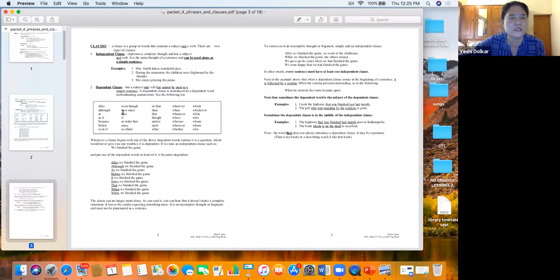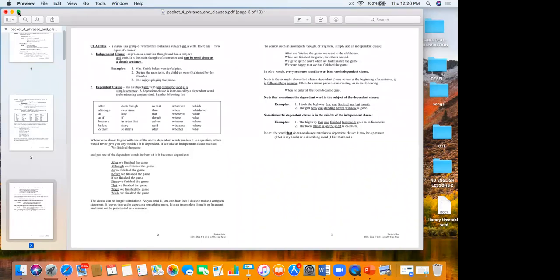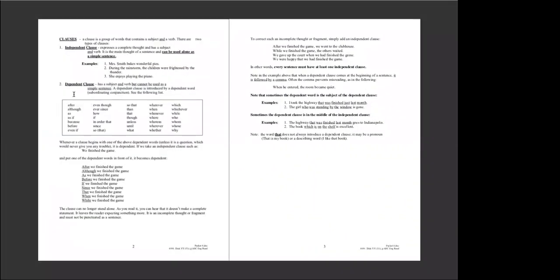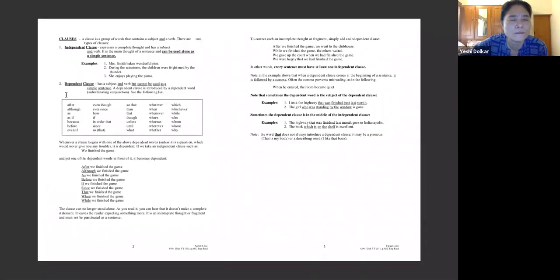Can you see this? After, although, these words make it a dependent clause, not independent. The moment you put these words and these phrases in front of a clause, it becomes dependent. Do you see this? Do you see the box there? These are the words or phrases that make a clause dependent.